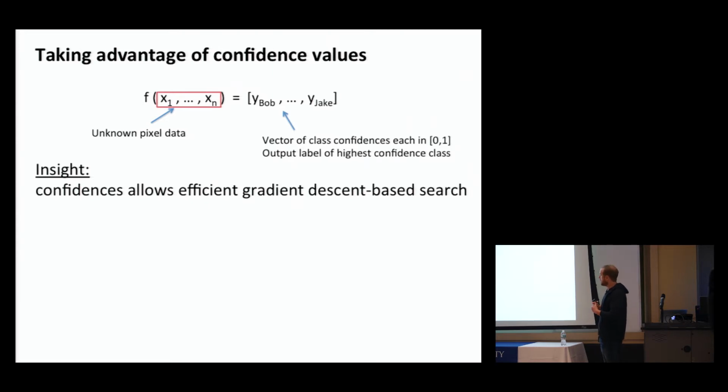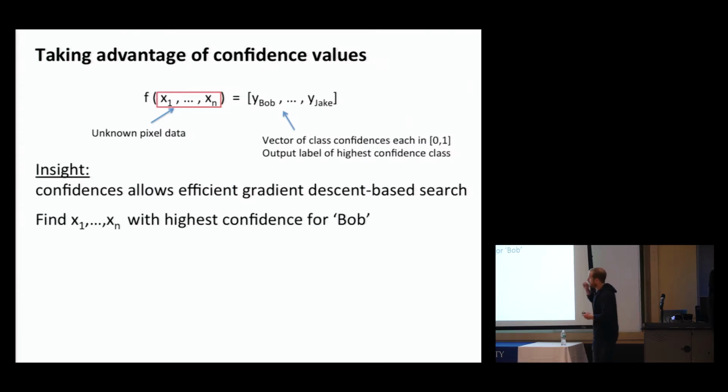What we can do is say, find me the x1 to xn with the highest confidence for Bob. That means highest confidence for this y sub Bob. Because this is a differentiable function, by design, these neural networks, we can compute gradients and figure out at any given location which direction we should go to get closer to the most confident value of Bob.